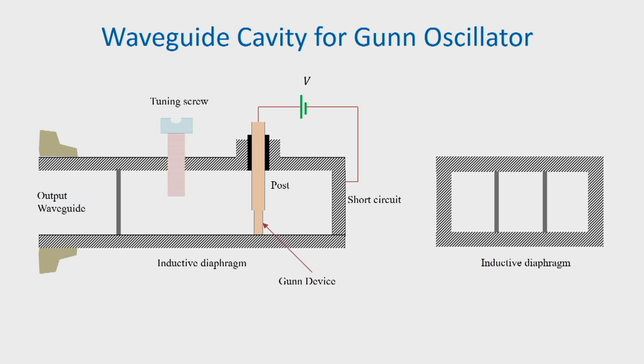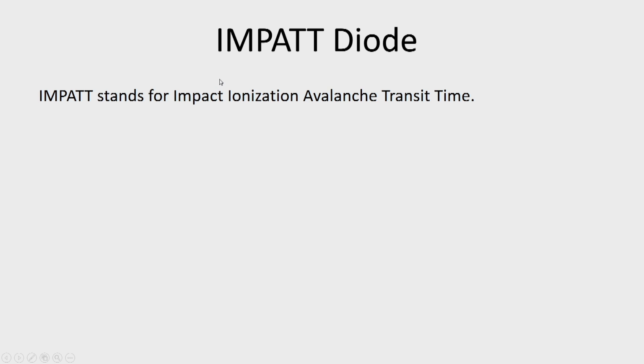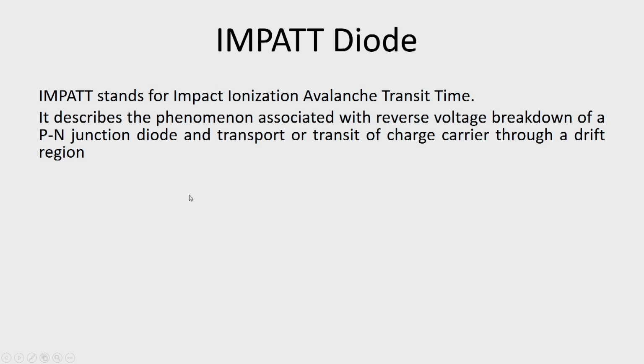Next, we move on to another device, and we briefly discuss the operation of this device. It is an IMPATT diode. IMPATT stands for impact ionization avalanche transit time. So, it involves two mechanisms, one is the avalanche and also the transit time.